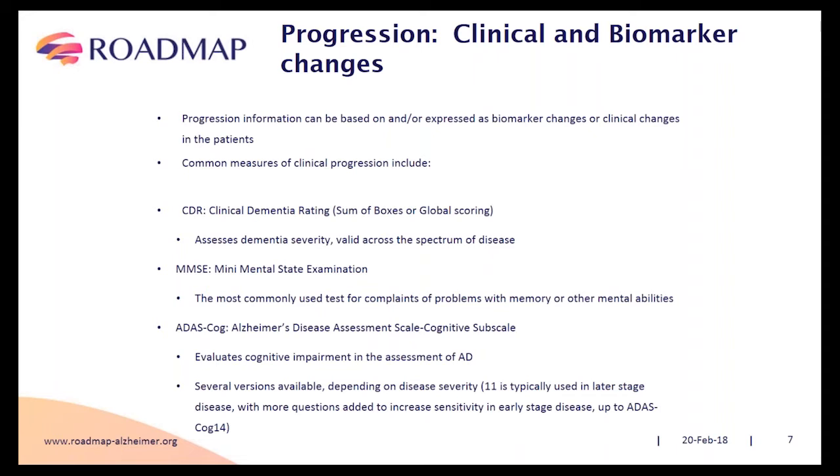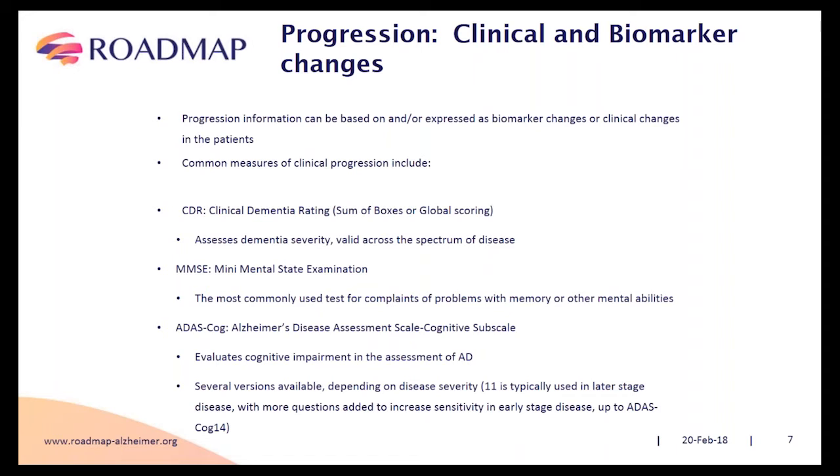spectrum of the disease. Another measure of clinical change is your MMSE, your mini mental state examination. This is the most commonly used test for problems of memory complaints. You'll see it in guidelines. You'll see it being used for the acetylcholinesterases, and it's been around for over 30 years. So this is a very, very commonly used measure.